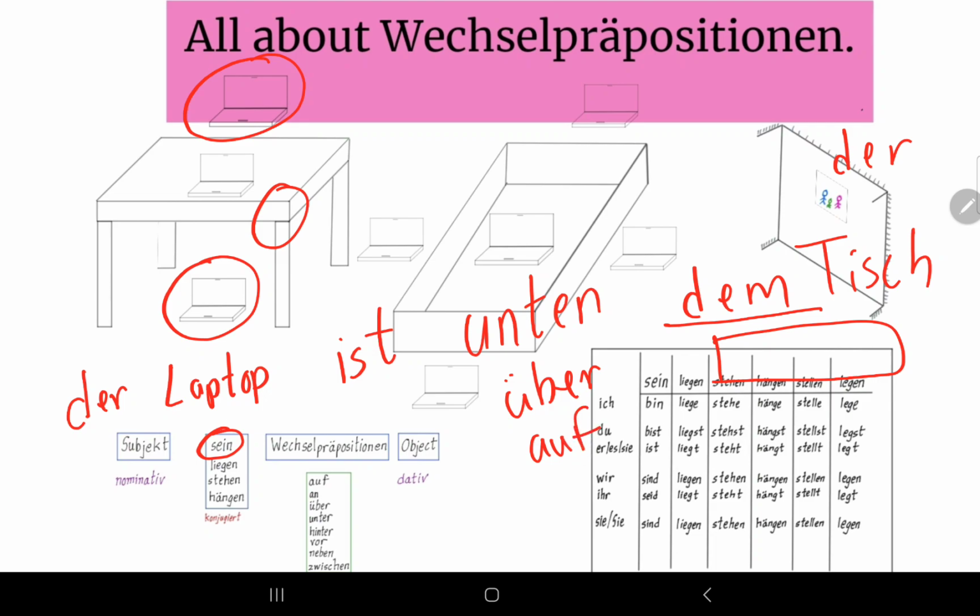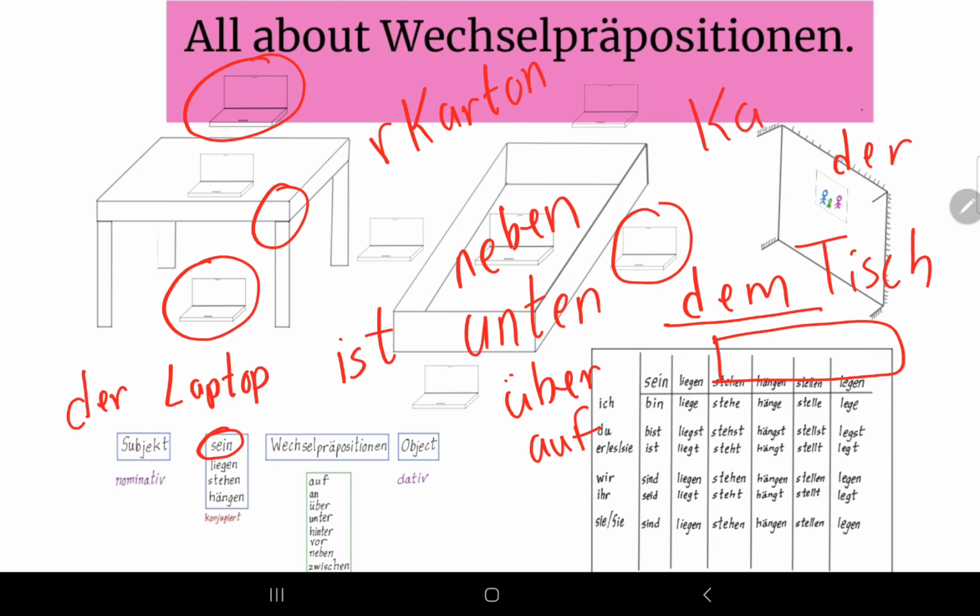If I have to say the laptop is next to the box, let's say this cardboard box, I think the word for that is Karton, der Karton, so it will be neben. You can just say neben Karton if you want to avoid making a mistake with dative and accusative. But if you have to use an article, it will be dem, because dative, okay.